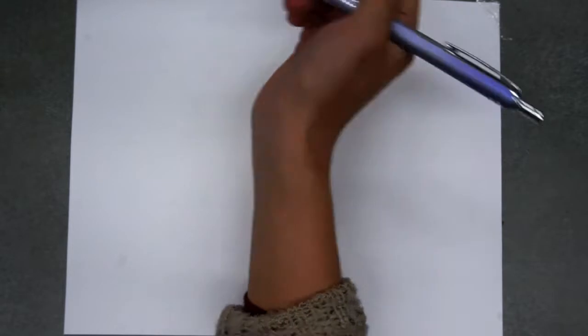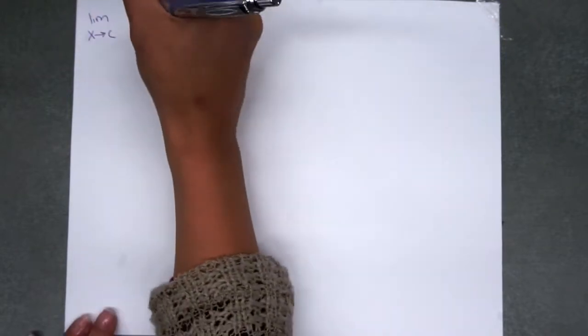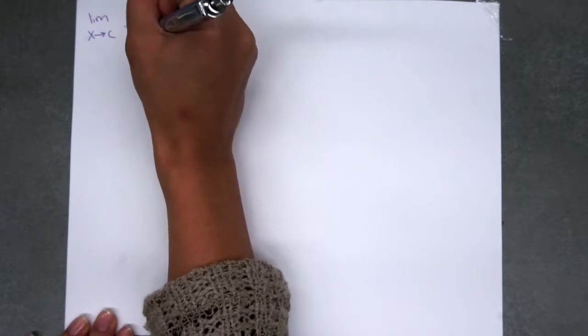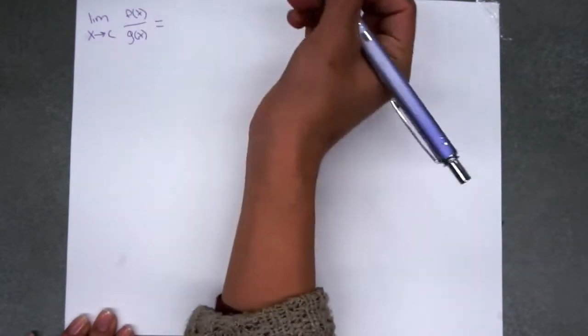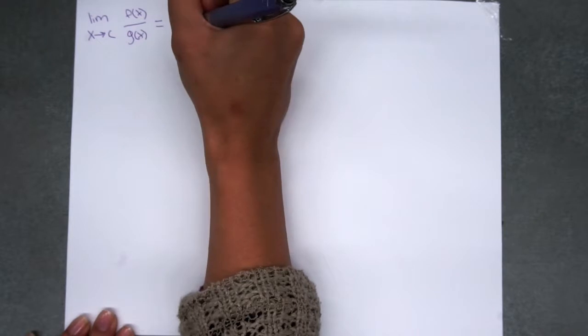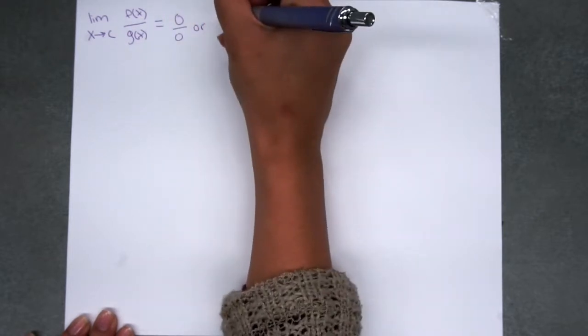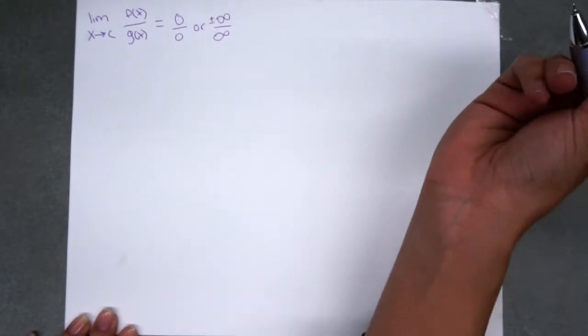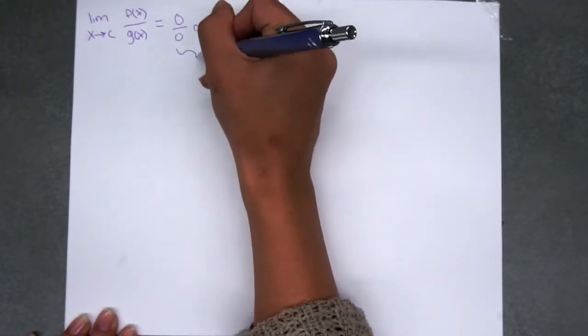In this video, I'm going to be showing you guys how to use L'Hopital's rule to evaluate the limit of certain functions. So if we have the limit as x approaches some number of some function being divided by another function, and if that equals either 0 divided by 0 or infinity divided by infinity, plus or minus, these are indeterminate forms.